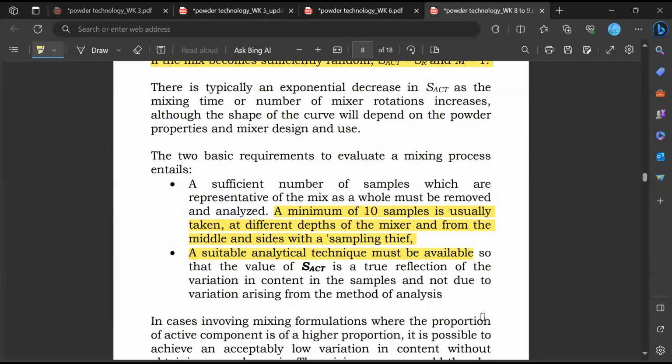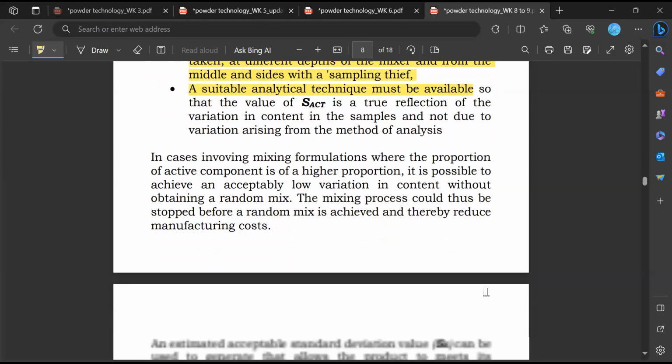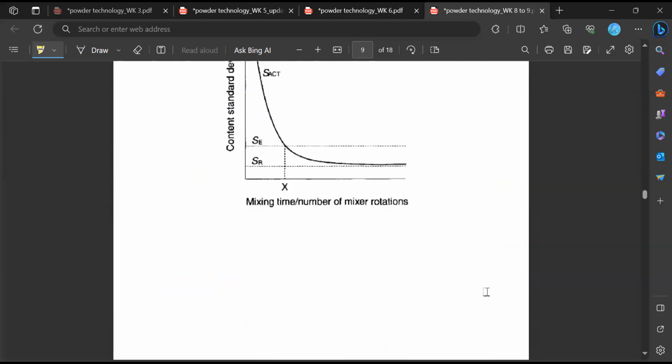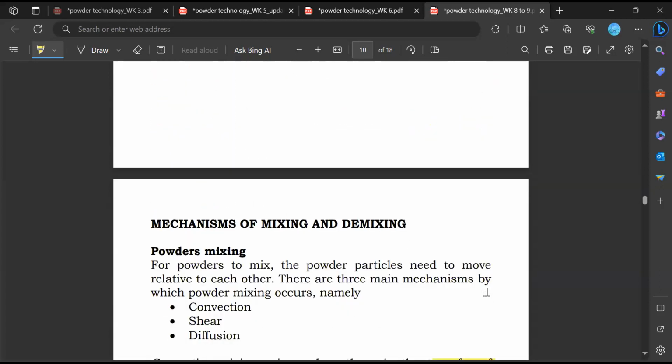To check that mixing is done properly, usually take a minimum of 10 samples at different depths from the mixture using a sampling sieve, and use a suitable analytical technique to analyze the sample. This one I'm not too sure.